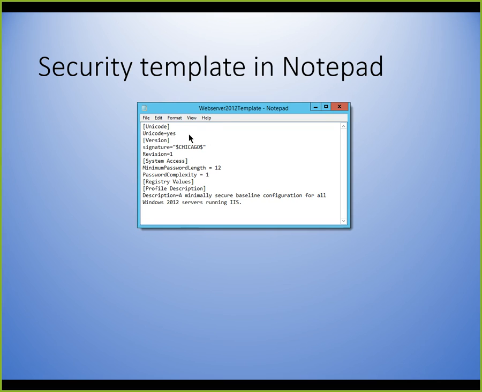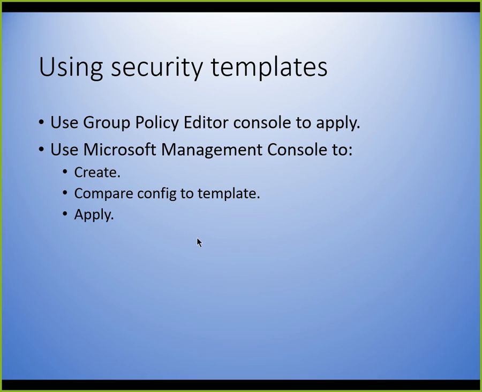This is a security template in Notepad. We have the Unicode here. Unicode is, yes, the version. Signature, revision 1, minimum password length, password complexity. You obviously have to know what all of the codes mean when we write these things, but this is what a template might look like.